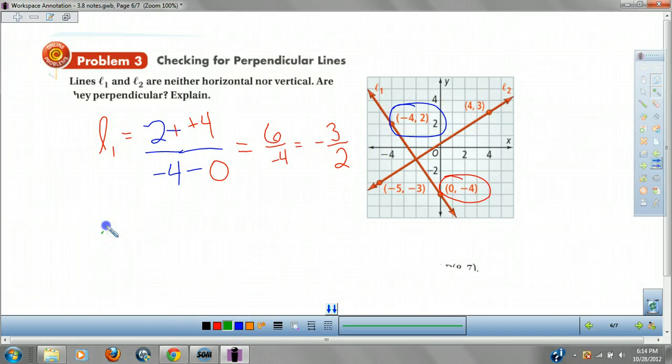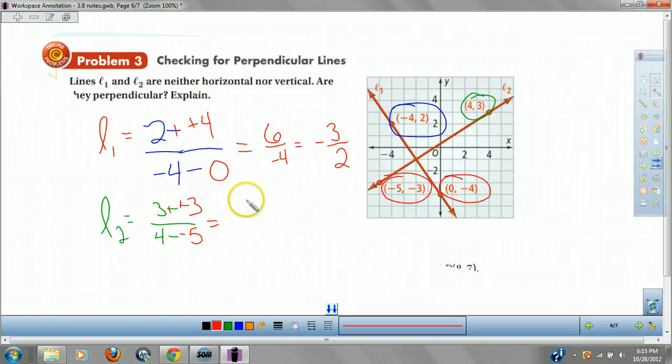So let's look at L2. Okay. Start with that 3 minus something over 4 minus something. Grab the point negative 5, negative 3. So it's going to be 3 minus negative 3. y is on top. x is on the bottom. It becomes positive. So I get 6 over 9, which when I reduce it, I get 2/3.